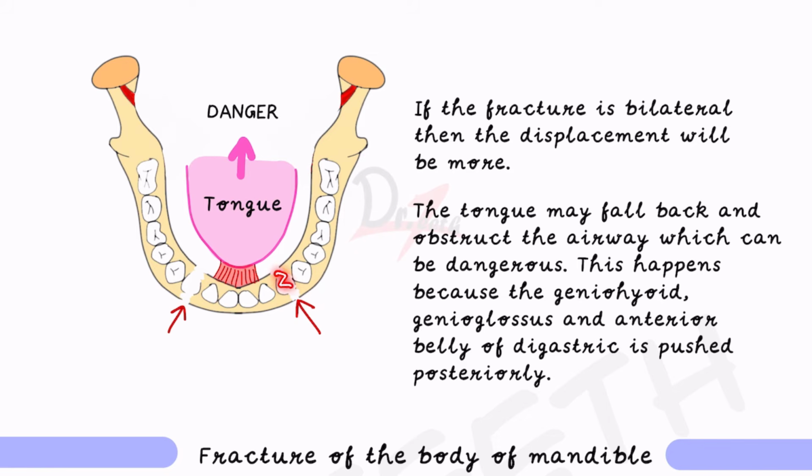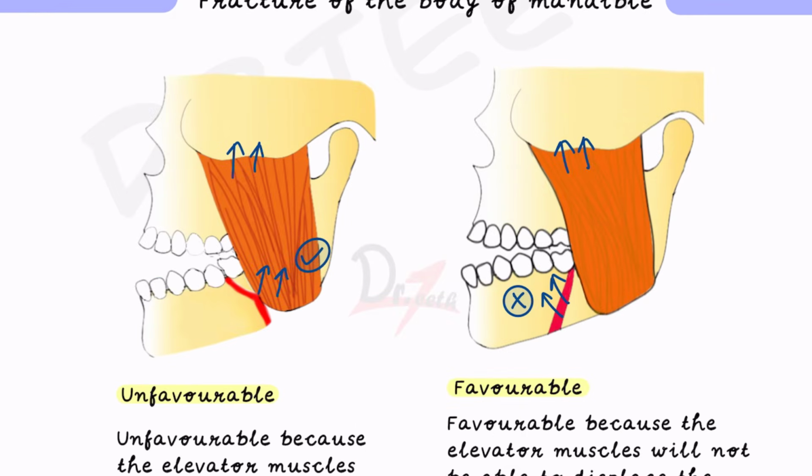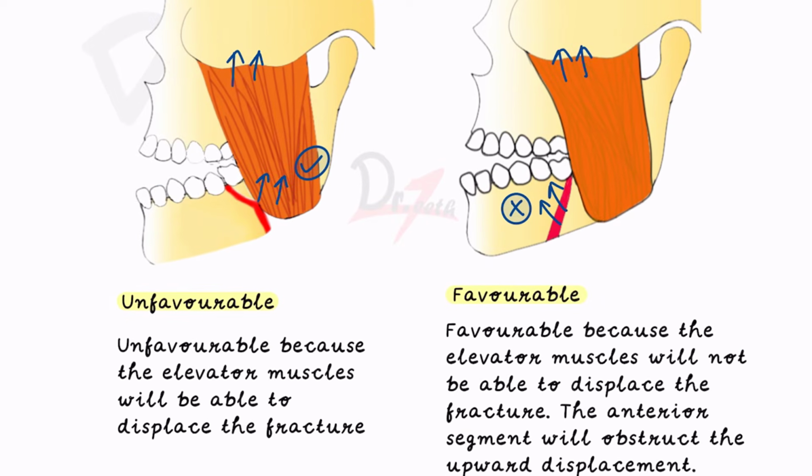Now in this case, we have a canine fracture here and we have a canine fracture here. So if the canine fracture is bilateral, then the displacement will be more, and it can be a dangerous situation because the tongue may fall back and obstruct the airway. Now this happens because the geniohyoid, genioglossus and anterior belly of digastric are pushed posteriorly. So these muscles will get pushed posteriorly and hence the tongue will fall back, and that is a dangerous situation.